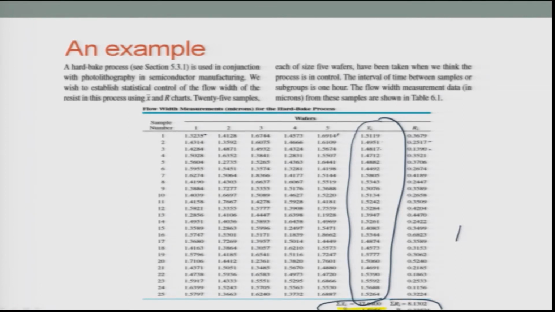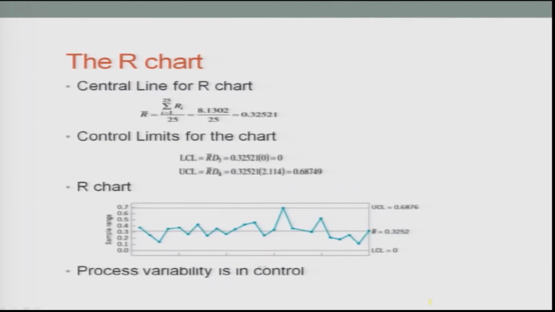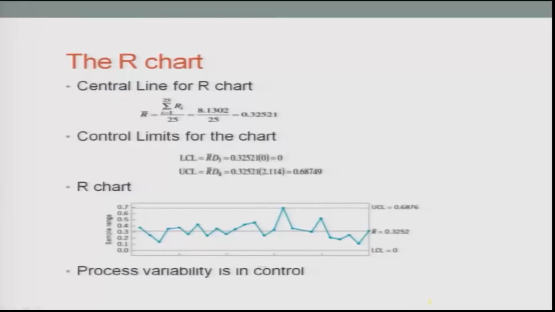So this is basically the average of the average, and this is R bar for the average of the range. Now the central line for the range will be given by the sum of them divided by 25, which comes out to be 0.32521. The control limits for the chart, depending on the values of the coefficients which we discussed in the table a few minutes back, give the lower control limit at 0 and the upper control limit as 0.68749, which I now draw on the table.